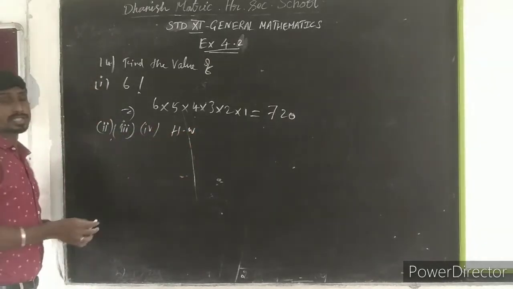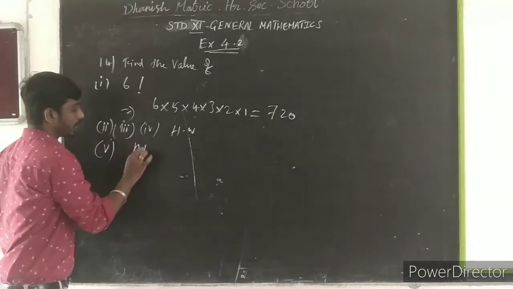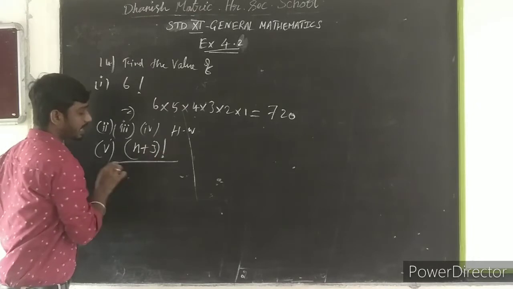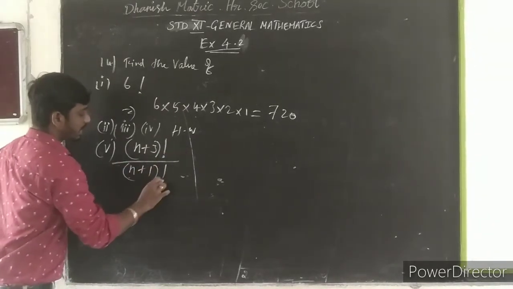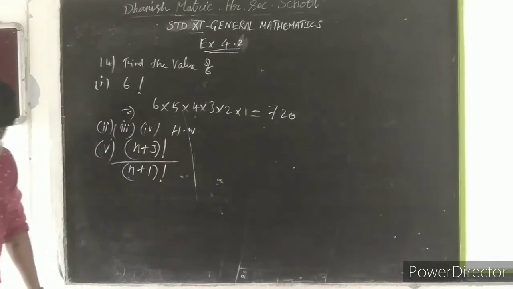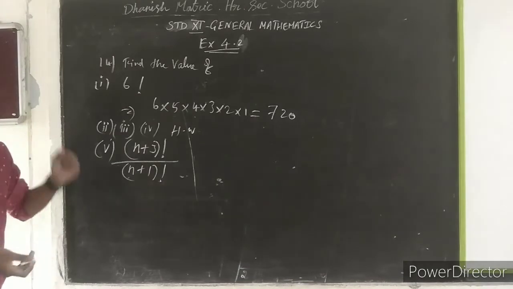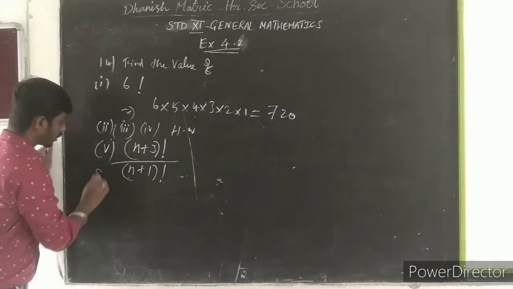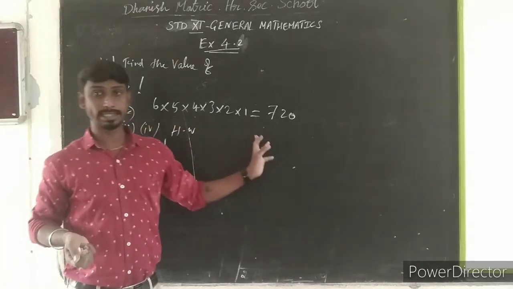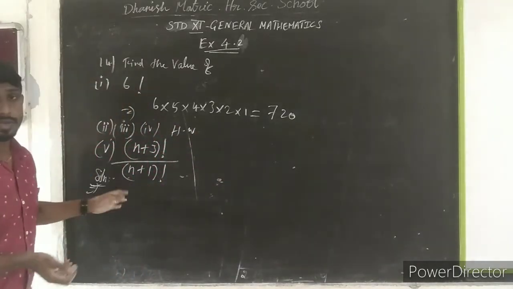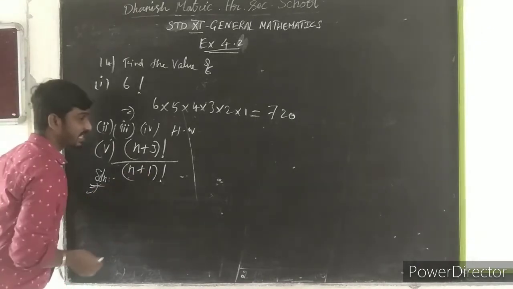We see the fifth subdivision. What is the question given here? That is n plus 3 factorial divided by n plus 1 factorial. This factorial you have to write like this. This factorial you have already seen in the previous classes, but here we are going to see this one. It looks difficult to solve, but it is the easiest one to learn.